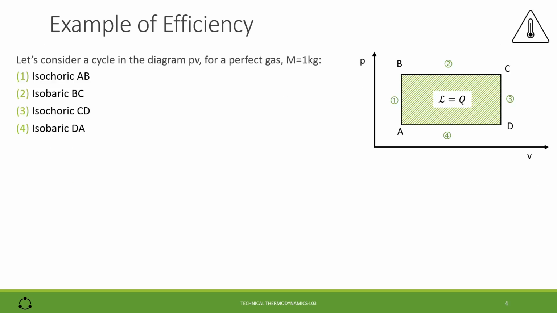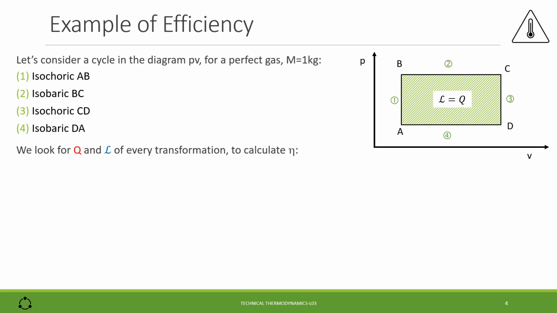We start now with an example of efficiency. We consider a cycle in the diagram PV for a perfect gas. The mass is 1 kilogram and the transformation is so made. AB is isochoric, transformation 1, BC is isobaric, transformation 2, CD is isochoric, transformation 3, and DA is isobaric, transformation 4. We represent this cycle with a rectangle in the diagram PV.